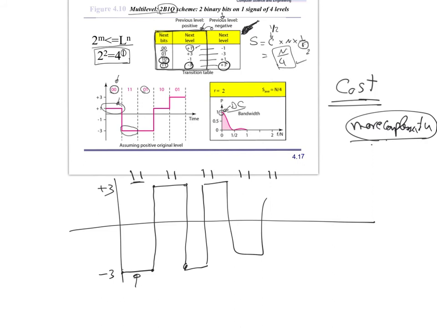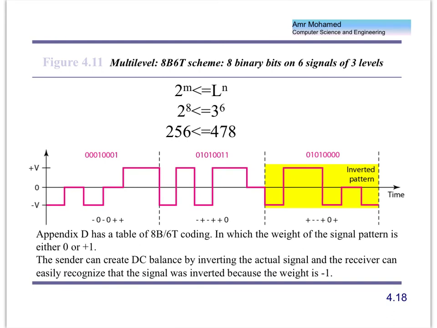So this is the first scheme for the multilevel, and this is based on the equal case. So the constraint here is barely fulfilled: 2 to the power m equals L to the power n. Okay, now, if we have the number of signal element combinations more than the number of bit element combinations, what is the advantage of this, and what is the cost that we have to pay?